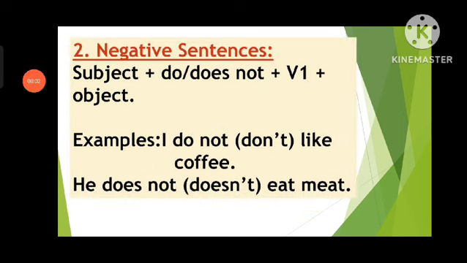Negative sentences. Structure of these sentences is subject plus do/does plus not plus V1 plus object. Important rule for you: use do not for I, you, we, they. Use does not for he, she, it. Example, I do not like coffee. You can write like this, I don't like coffee. You can say like this, he does not eat milk. You can say he doesn't eat milk, because we know that with he, she, it, any singular person, we use does.